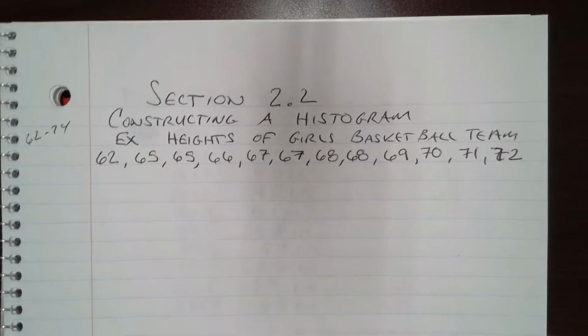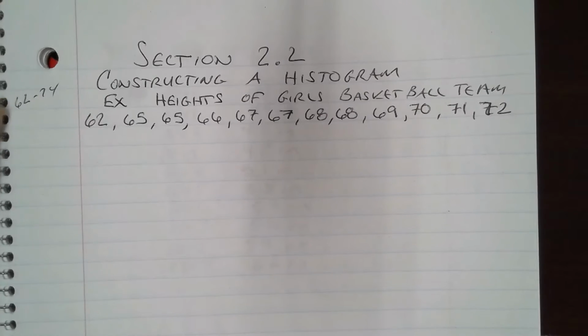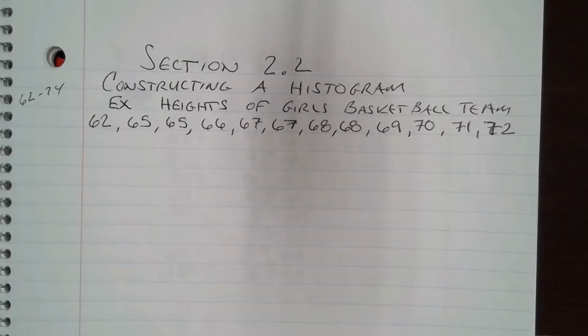All right, so this is section 2.2, and in section 2.2 we're looking at other types of graphs. One of the graphs that we're going to look at is called a histogram, and I'm going to teach you how to construct a histogram, both with paper and pencil, and with a calculator.